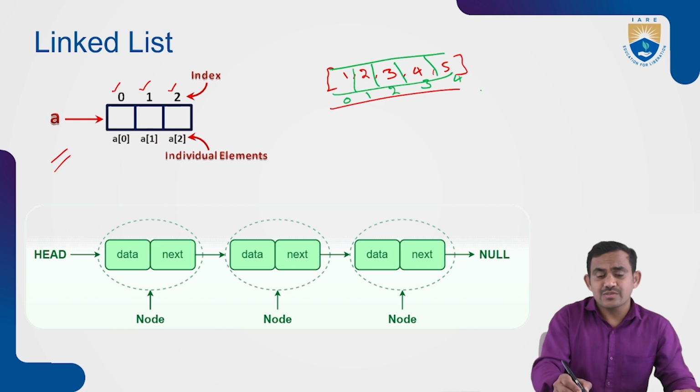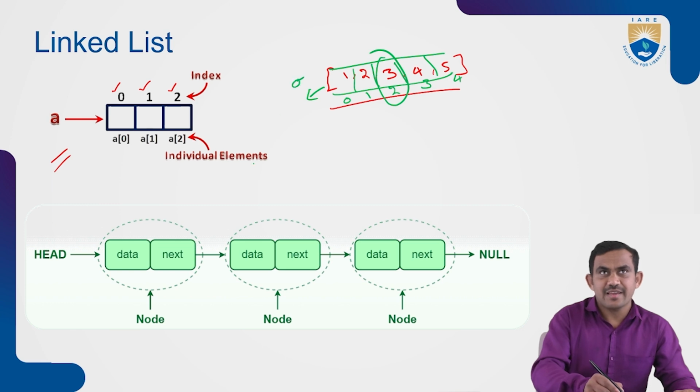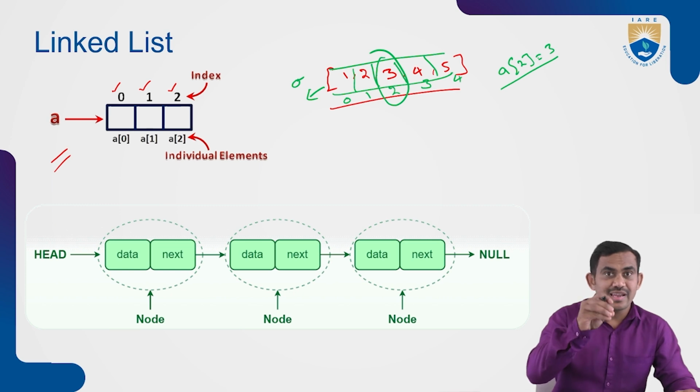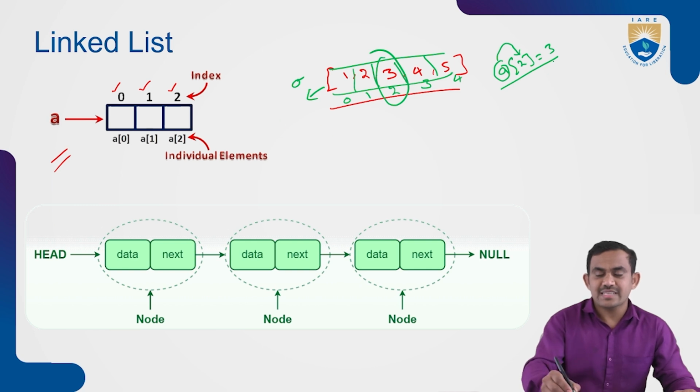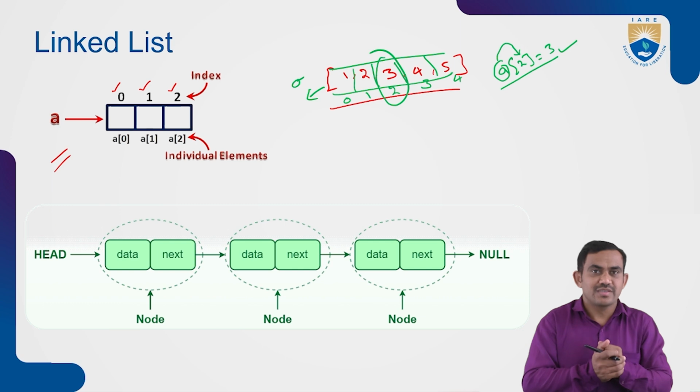So this is continuous. If you want a particular index value, suppose the second index value, and suppose the list, the array name, is A, then A of 2 will get that particular index value. This is the second index. The second index value from the list is 3. So you can get the value index-wise.